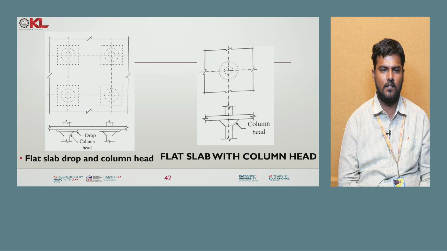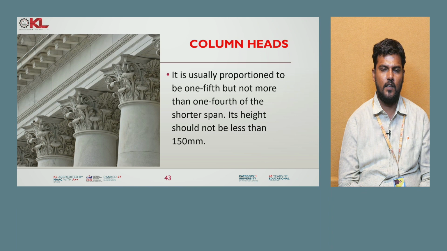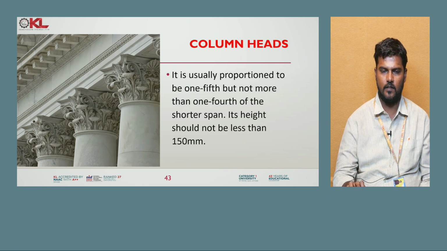And you can see here flat slab with column head and drop, and flat slab with only column head, where we do not have any drop. You can see here the drop width is provided above the column head. Column heads are usually proportioned to be 1/5 but not more than 1/4 of the shorter span. Its height should not be less than 150 mm. It is the choice of the designer whether to provide column heads or not, and depending upon the structural design, column heads are sometimes designed.